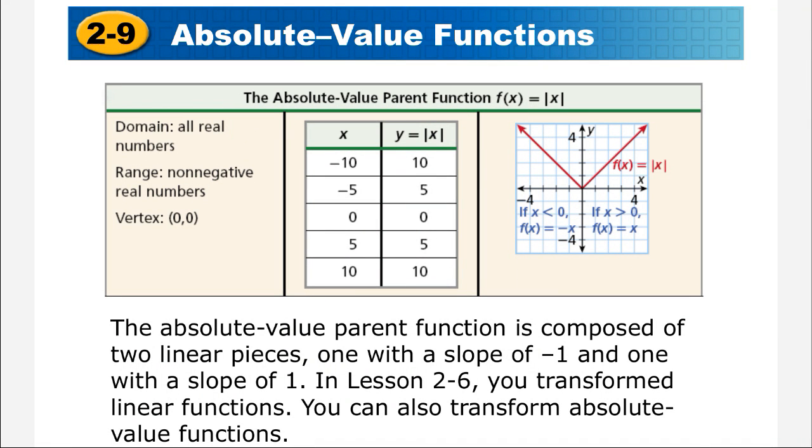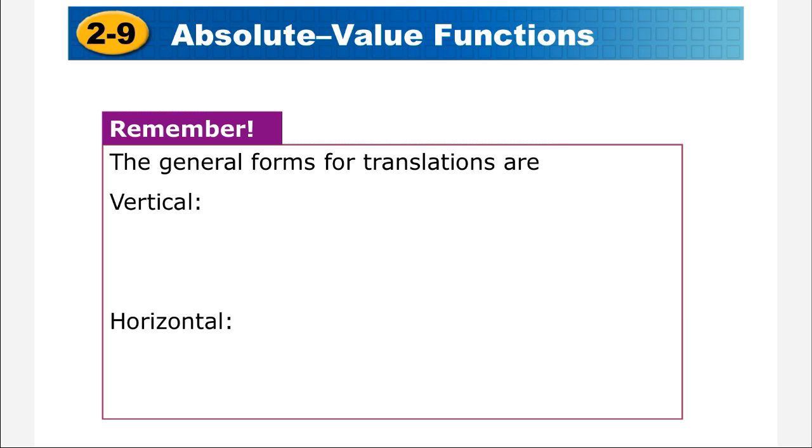The absolute value parent function is simply f of x equals the absolute value of x. It's the most simplified absolute value function you can have. It has a vertex of (0, 0), and then it's this V shape. On this side, the slope is -1, and on this side, the slope is 1. And just like with linear functions, you can transform absolute value functions. They pretty much work the same way.